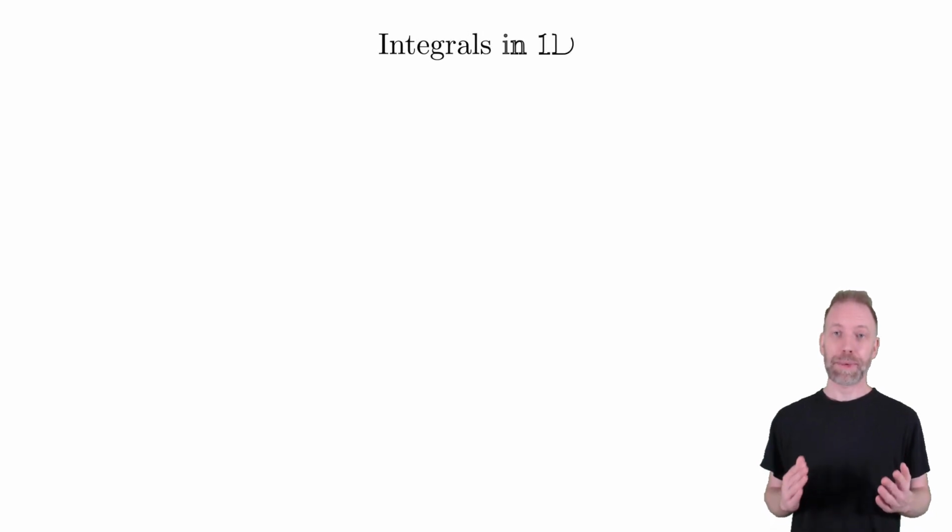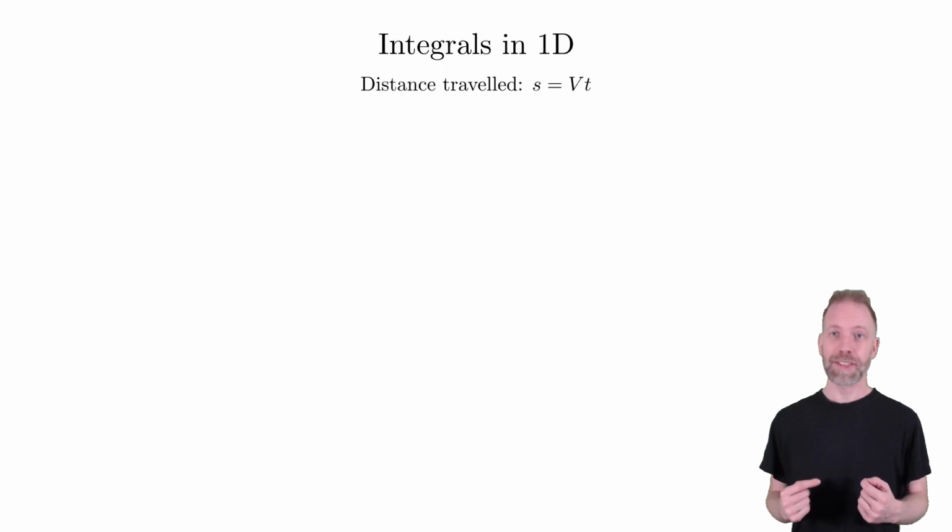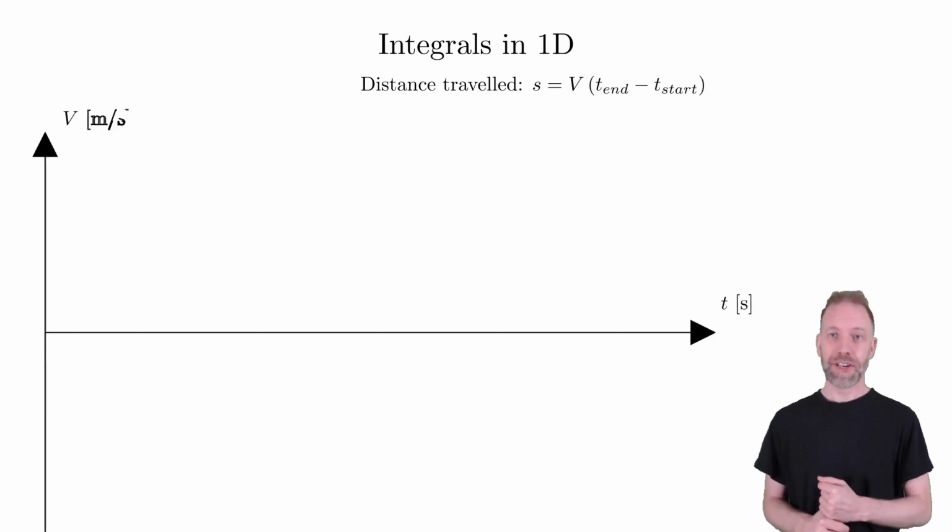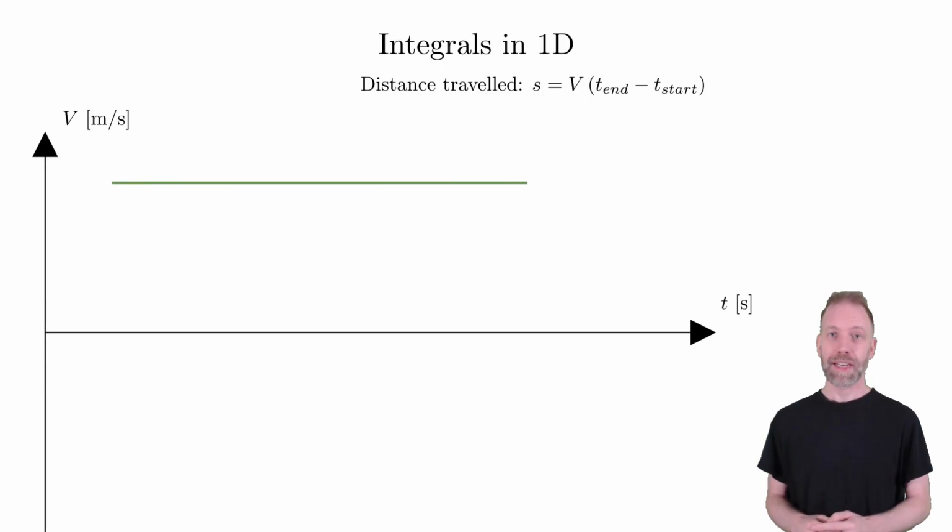Let us start from the beginning. A classical formula from physics is that the distance traveled is the speed multiplied with the time. We can write the time as the difference between the end time and the start time. Now assume that we create a graph with the velocity on the y-axis and time on the x-axis. Let the green line represent the speed and mark the start time and end time.